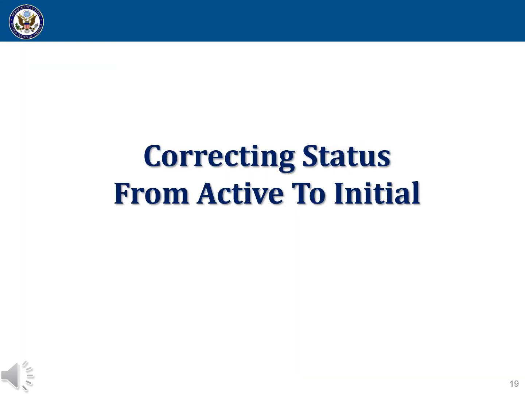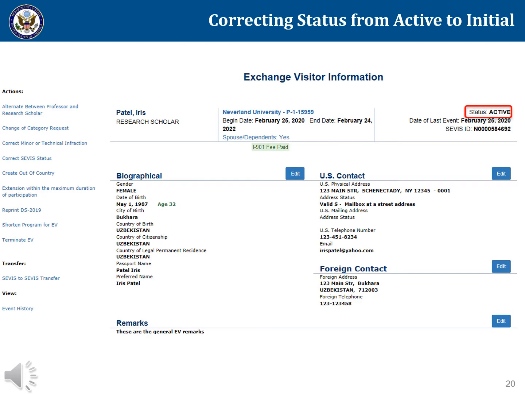Now we will talk about correcting status from active to initial. In cases where the record was validated in error, you can use the Correct SEVIS Status link to change the status from active to initial. The link will display on an active status record for up to 30 days after the status changed.